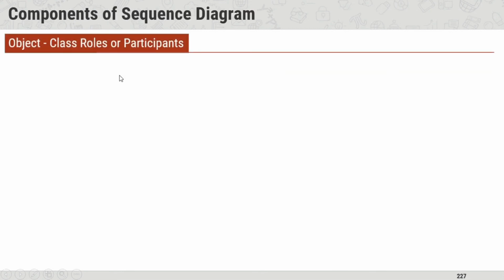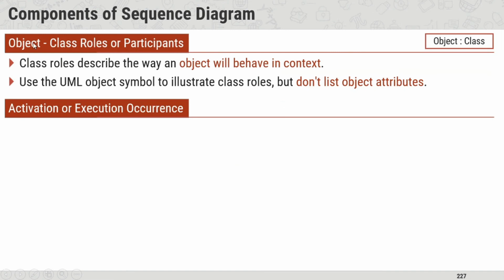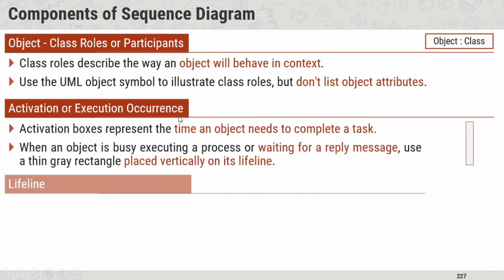So what are the components of the sequence diagram? First is your object class roles or participants that are drawn by using this. What is the object and what is the class of that particular object? Your activation or execution occurrence will be denoted by using this symbol, where you could have your activation boxes represent the time an object needs to complete a task, where you will wait for a reply message.